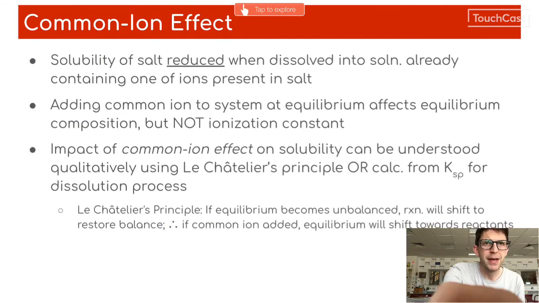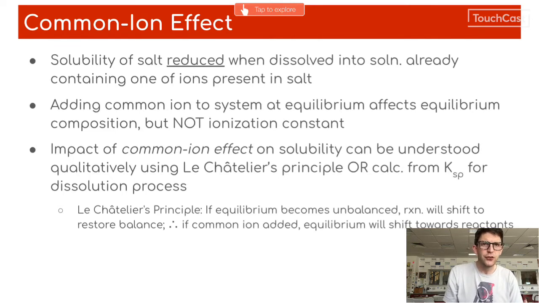Now, if there is a common ion, then we know the solubility of the salt will be reduced when there's already that ion dissolved in the solution, right? And it's important to note that when you add this common ion to a system at equilibrium, this will affect the equilibrium composition. It's going to affect what's in the system itself, but it will not affect the ionization constant. That is, the salts themselves are still going to ionize in a certain way, and that won't be affected. It's just what's in that system at equilibrium.